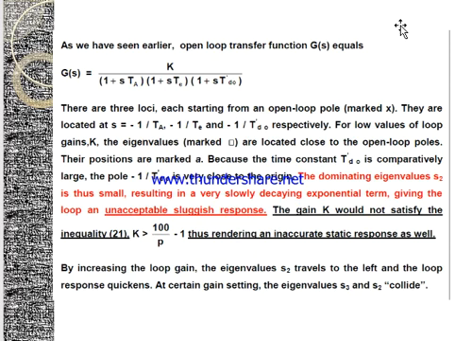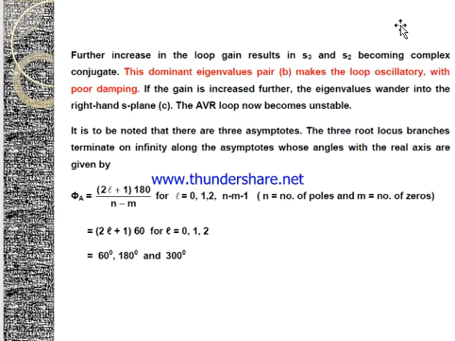By increasing the loop gain, the eigenvalue travels to the left and the loop response quickens. At a certain gain setting, the eigenvalues S3 and S2 will collide and then go away. These eigenvalue pairs will make the loop oscillatory with poor damping. So the AVR loop will now become unstable. So what we have to do is bring the system to stability.